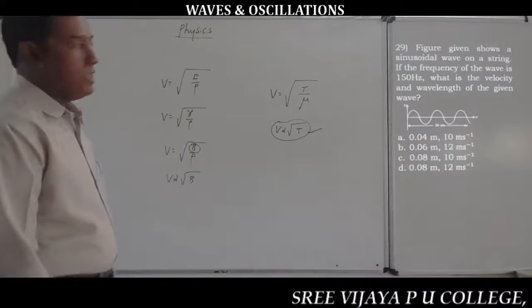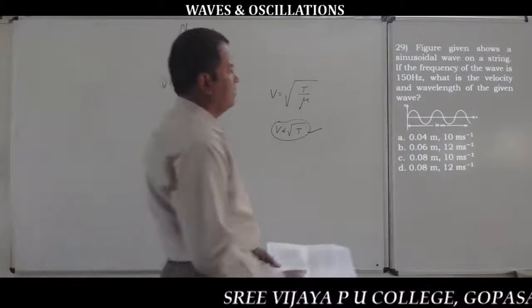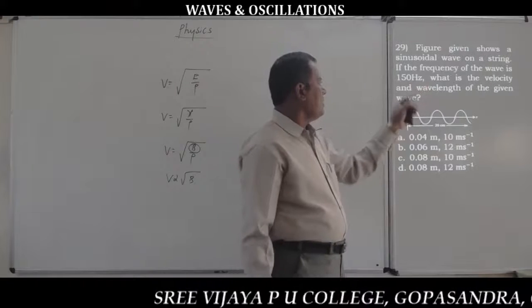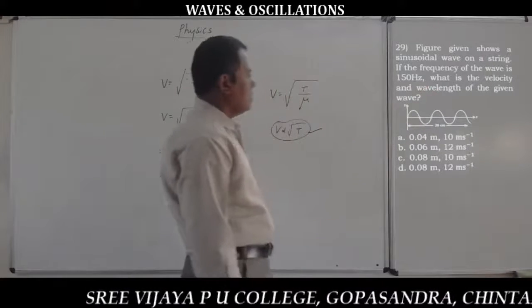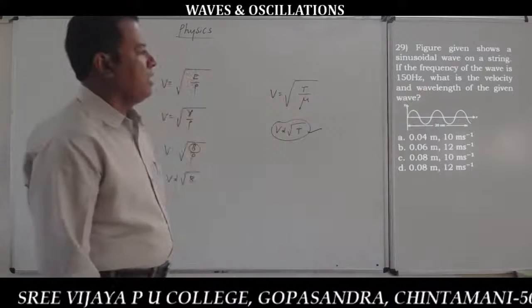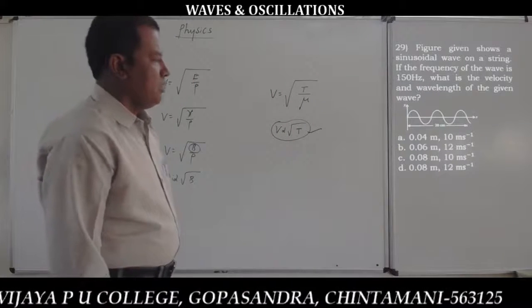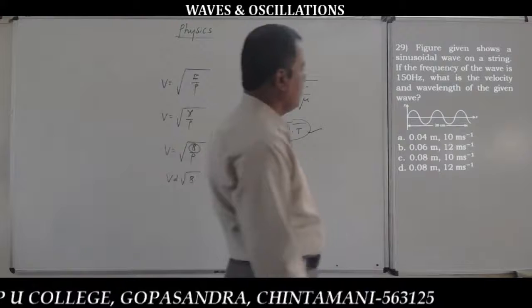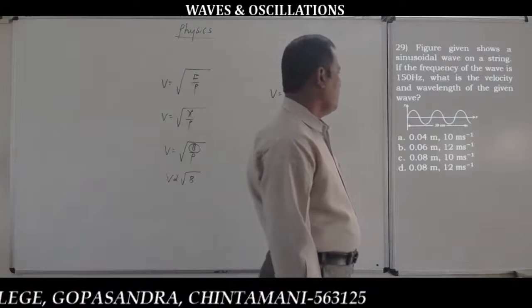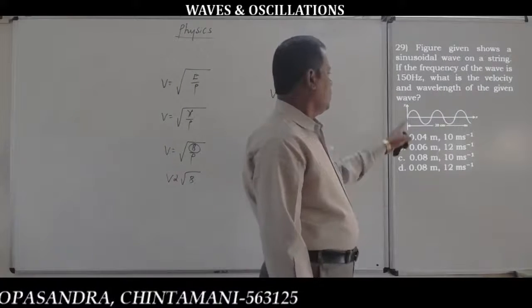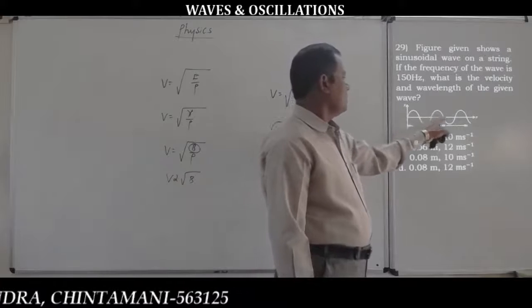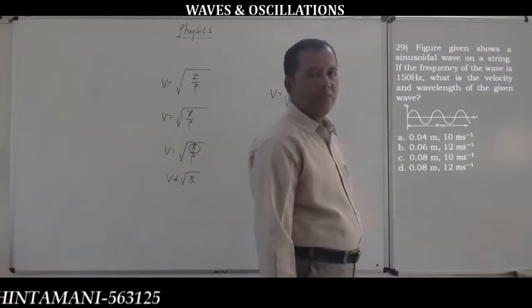The figure shows a sinusoidal wave on a string. If the frequency of the wave is 150 Hz, what is the velocity and wavelength of the given wave? Just observe the diagram. Totally you have two complete waves, crest and trough, and another one which is only half of a wave.